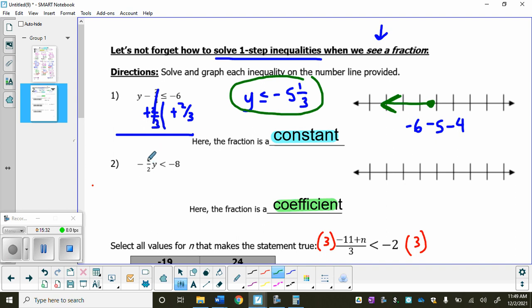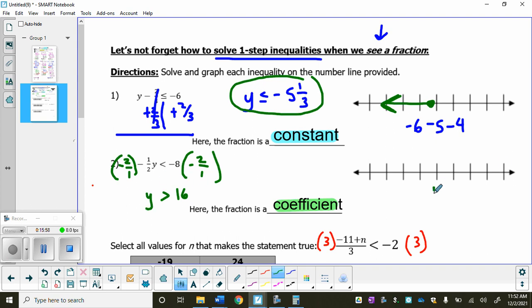Now, if your fraction is the coefficient, like in this one, this is when you cared about its reciprocal, the -2/1. So over here we have a -8 times a -2, which is a +16. And y'all, this time because we had a negative coefficient, I do need to flip my symbol. And so y here is going to be greater than 16.